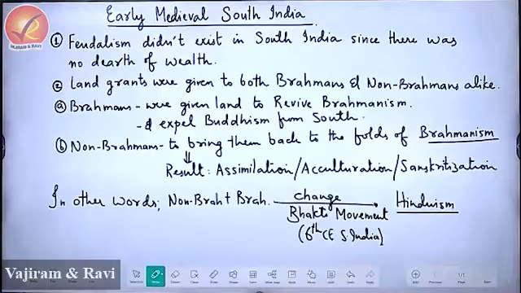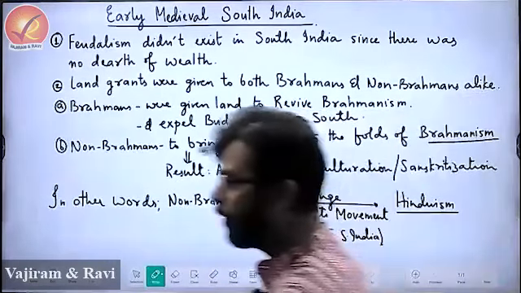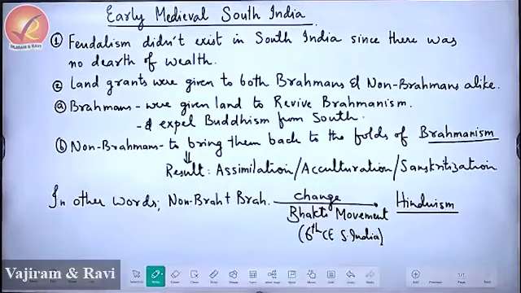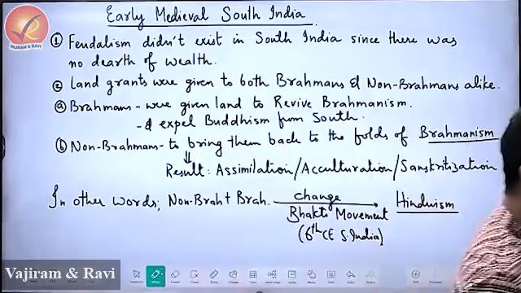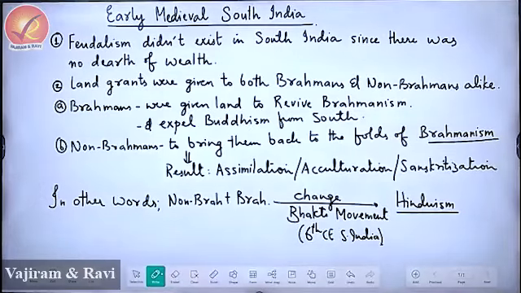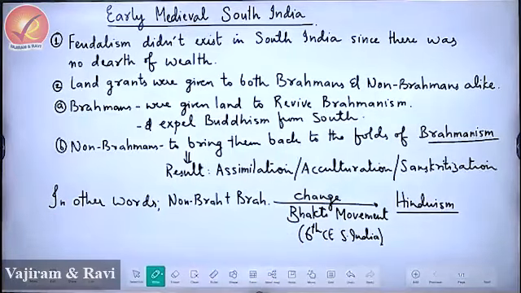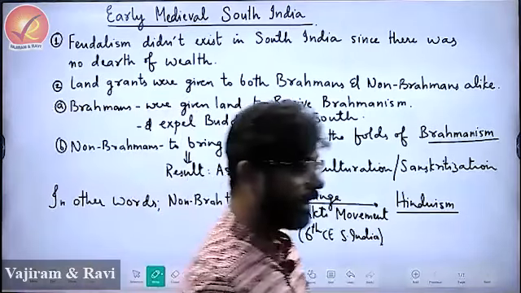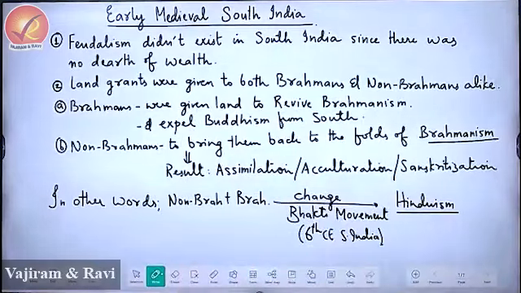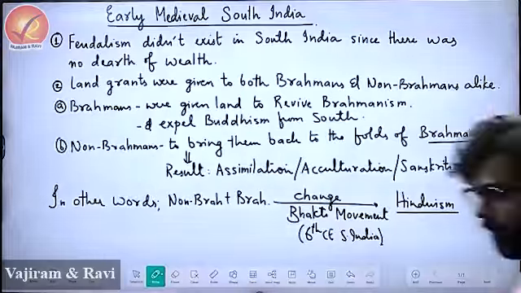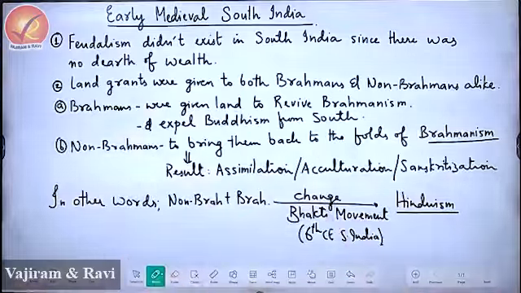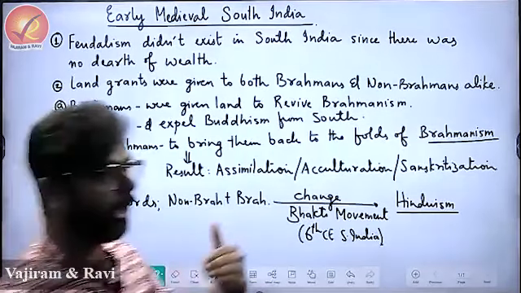That is, South India did not have feudalism. Number two, land grants were given to Brahmins and non-Brahmins. To Brahmins because they have to expel Buddhism, and to non-Brahmins because you have to pull them back to the fold of Brahmanism, who have lost the path. So in order to bring them back, you have to also accept the gods which they worship. When I say they here, I mean non-Brahmins, the tribes, the nomads. When you acknowledge those gods in Brahmanism, it is called Bhakti movement. And that Bhakti movement leads to Hinduism.